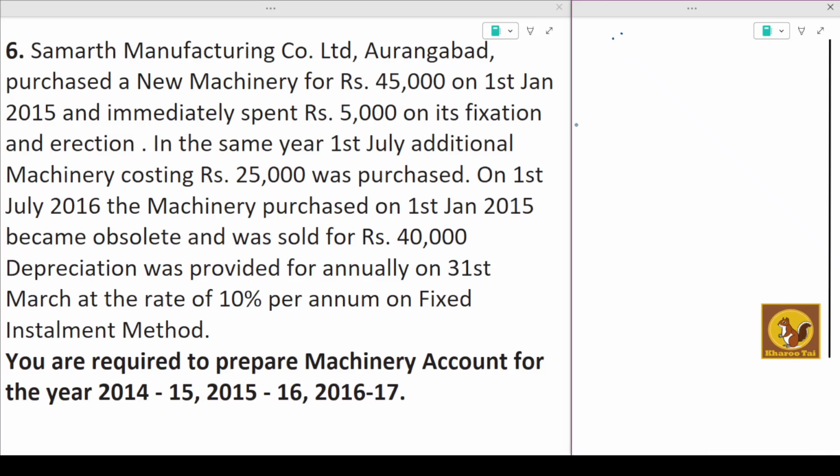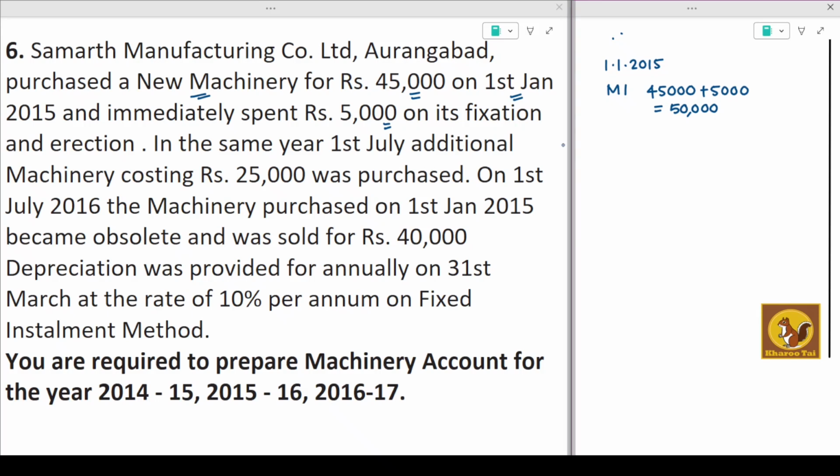Samarth Manufacturing Company Limited, Aurangabad purchased a new machinery for rupees 45,000 on 1st Jan 2015 and immediately spent rupees 5,000 on its fixation. So on 1st Jan 2015, they purchased machinery 1 for 45,000 and have spent 5,000 on fixation. As per accounting standard 10, we add all the expenses that are required for machine to the cost of acquisition. So the total cost of acquisition will be 50,000. We will calculate depreciation on 50,000.